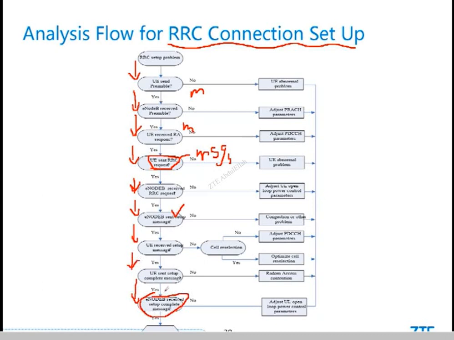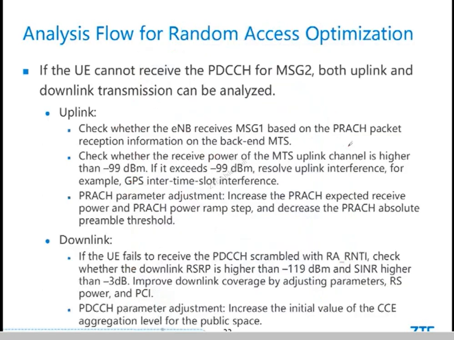So this one is the message, our first 5 steps. After this step, it means the UE and the eNodeB have established a connection. Is the RRC connection setup finished? So for RRC connection setup, we consider those 5 steps, and then we analyze them one by one. The first one: does the UE receive message 2?